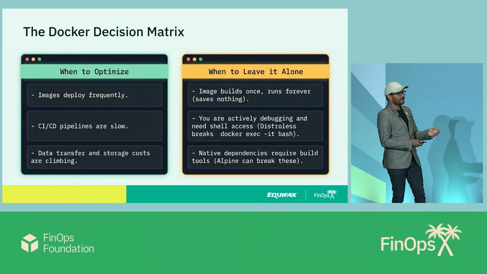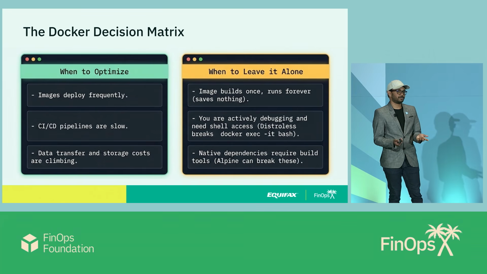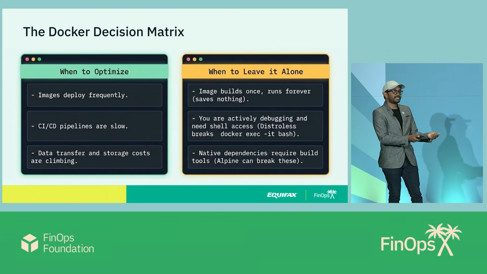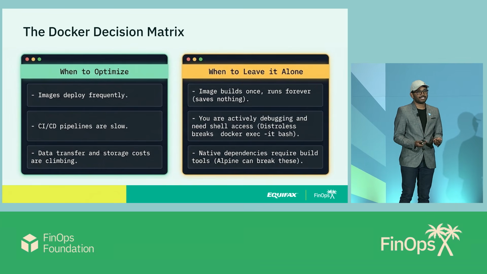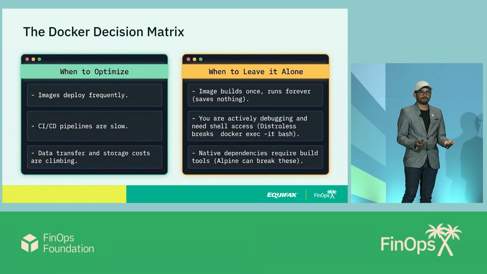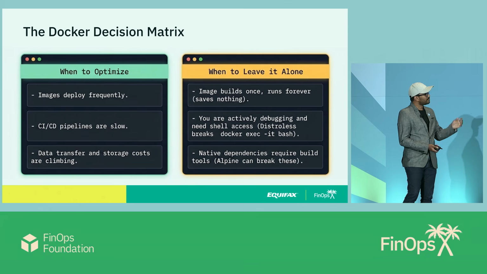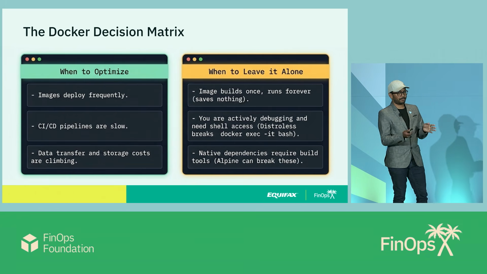And when do I actually identify such issues, right? In this case of Docker Matrix, I was able to identify this because the images were frequently deployed, and the CI/CD pipelines were very slow, which made me think, why is it taking so much time? And the data transfers and storage costs would ultimately plumb. So that's where we need to optimize at any certain point of time.